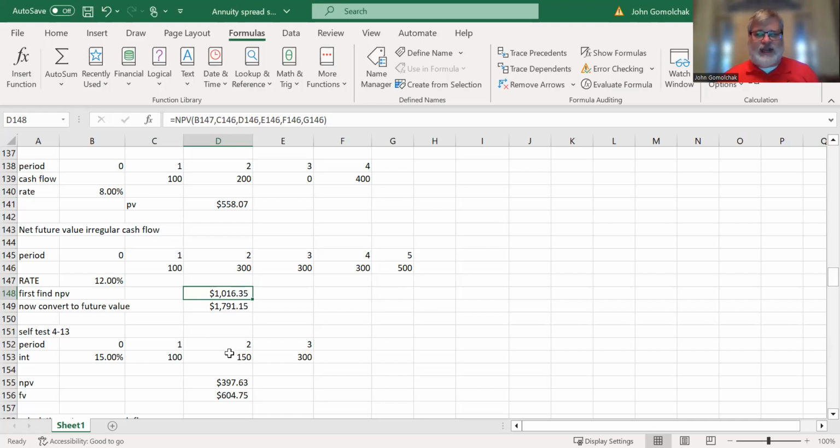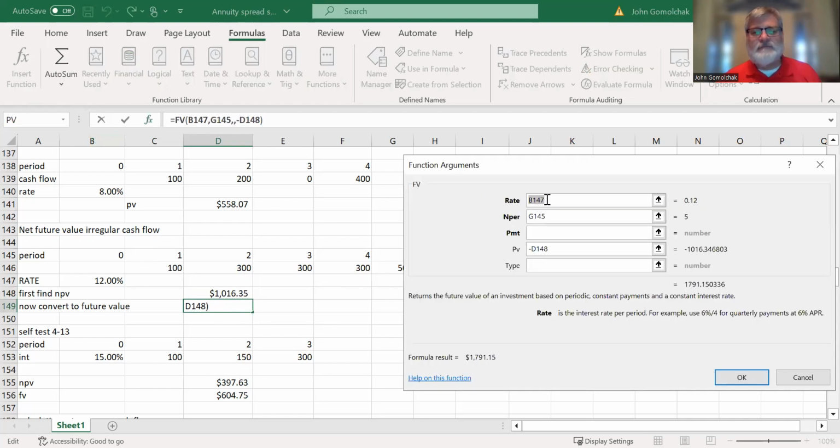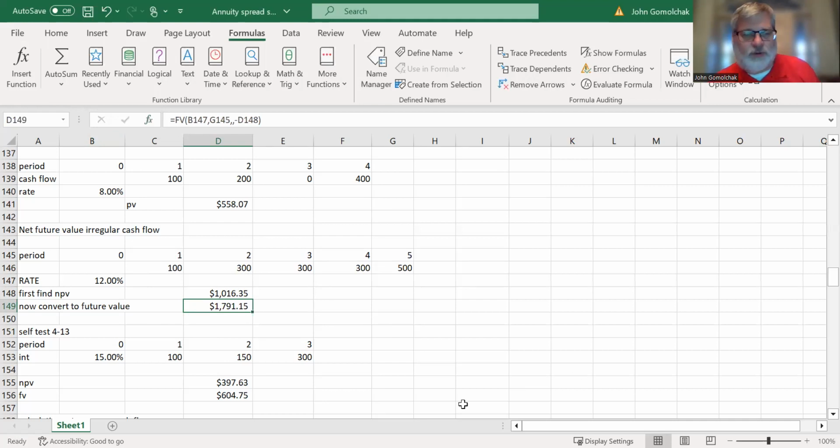But I wasn't asked for the net present value. I was asked for the future value. So now what I have to do is take this and compound it into the future. So it's going to be just future value, FV. The rate is going to be the same, the 12%. The number of periods is going to be 5. I just grabbed the top number here. And then I put in the present value, and I just used this cell here. It equals, function, compute, 1,791.15, exactly what the book says we should do.